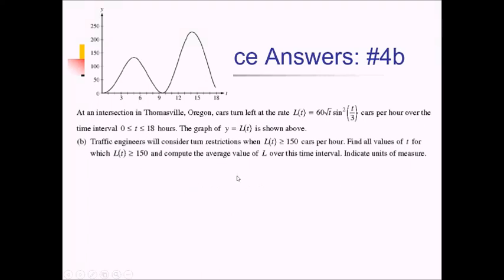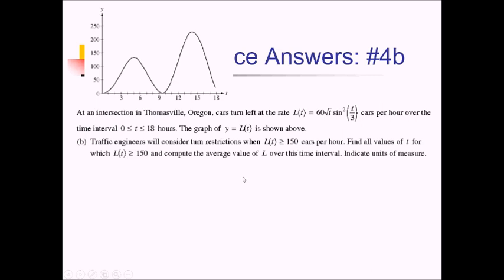For this part of the problem, they're saying traffic engineers will consider turn restrictions when L of t is greater than or equal to 150 cars per hour. We want to find all t values for which this is true and then compute the average value of L over this time interval with units of measure. Okay, so we need to figure out basically when L of t equals 150, and then we'll do a little sign analysis just kind of looking at the graph here to help us figure out where this L of t is greater than or equal to 150.